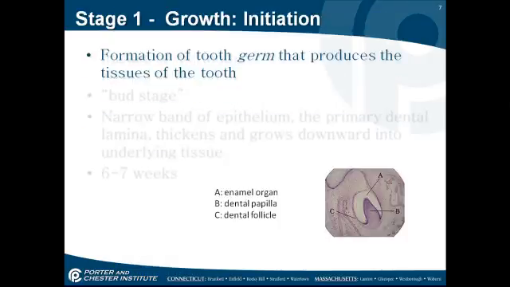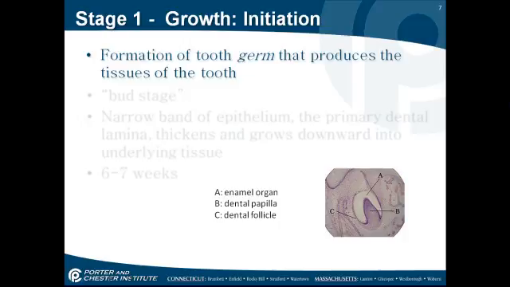So stage 1 was growth, and initiation is the first step in growth. This is where the tooth germ forms, and that produces the tissues of the tooth. If you think about a seed, if you've ever planted a flower seed, it starts out with just the seed, and then things start to grow from it. At first it doesn't look at all like the plant, but things grow and form, and it begins to look like leaves. That's sort of what the tooth is doing.